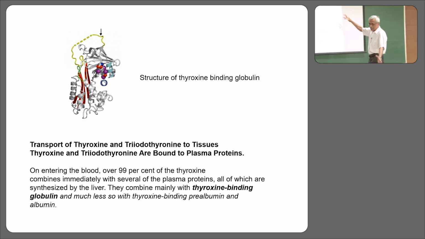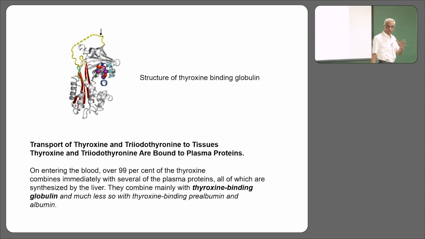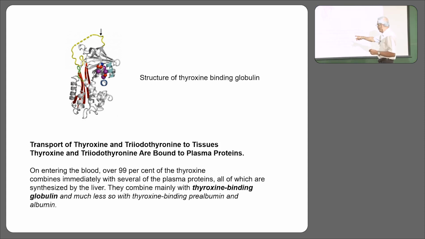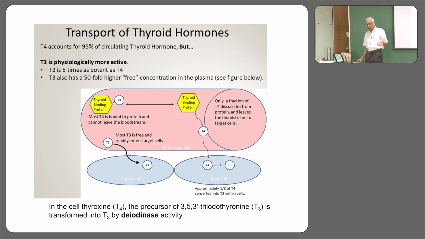Okay. And actually we have seen this slide. So this is huge. The molecule is very large. Can you see this tiny part? What is this tiny part? T4. The T4 is there. On entering the blood, over 99% of the thyroxine combines immediately with several of the plasma proteins, and one of them is being the moment it combines, we actually know the reason for that.